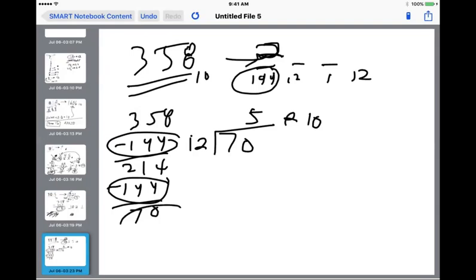And then I have 70 left. Well, 70 can be broken up into 5 12s. But then I have 10 ones left over, and 10 is written as the letter A. So that's a skill. And these are the two most important things from today: converting to base 10 and converting from base 10. Converting to base 10 is easier. Converting from base 10 is a little bit harder.